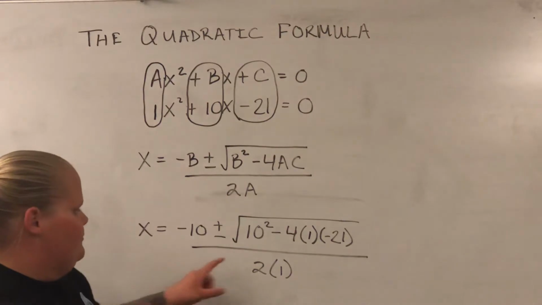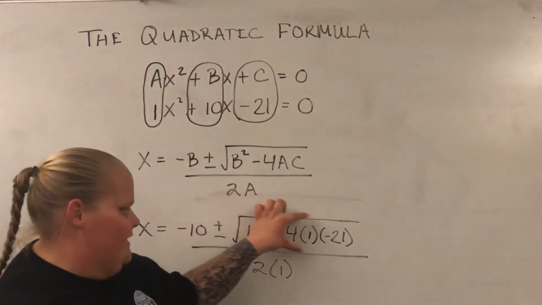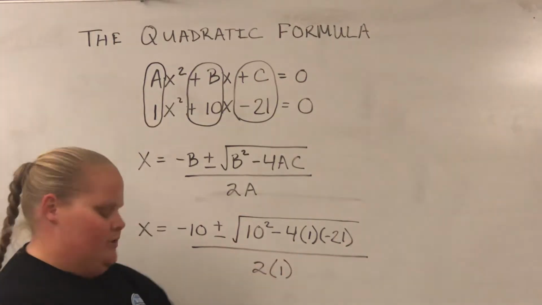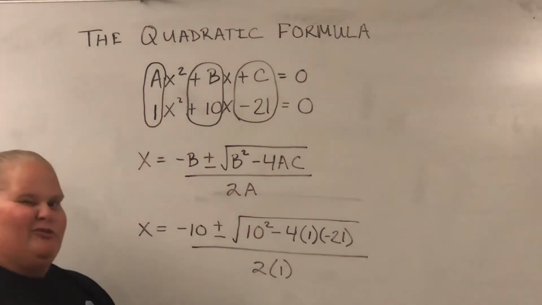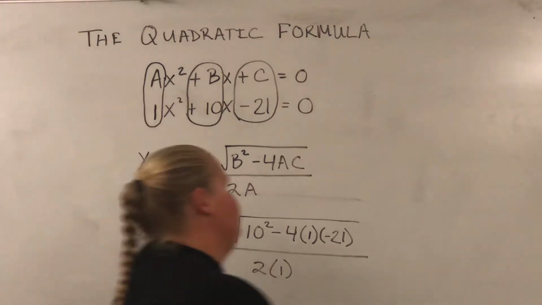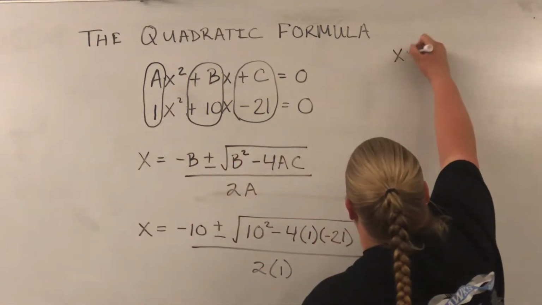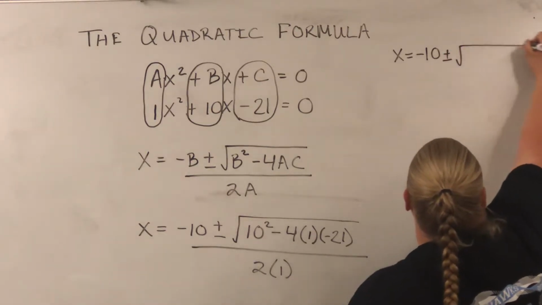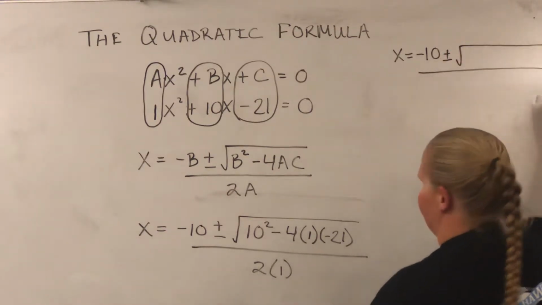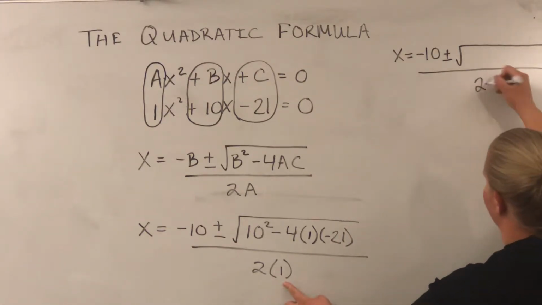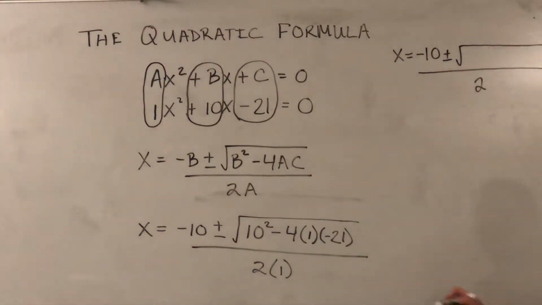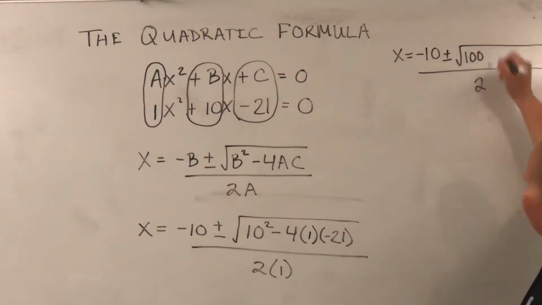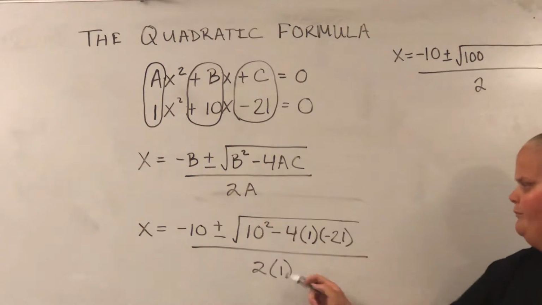Now all we have to do is worry about what's inside the radical first. Okay, we have to simplify this first. So I'm going to go ahead and write it over here so that I have a little more room. x equals negative 10 plus or minus the square root. Everything's over 2 times 1, which is going to be 2. Inside the radical, 10 squared is 100. Okay, so we have this figured out.